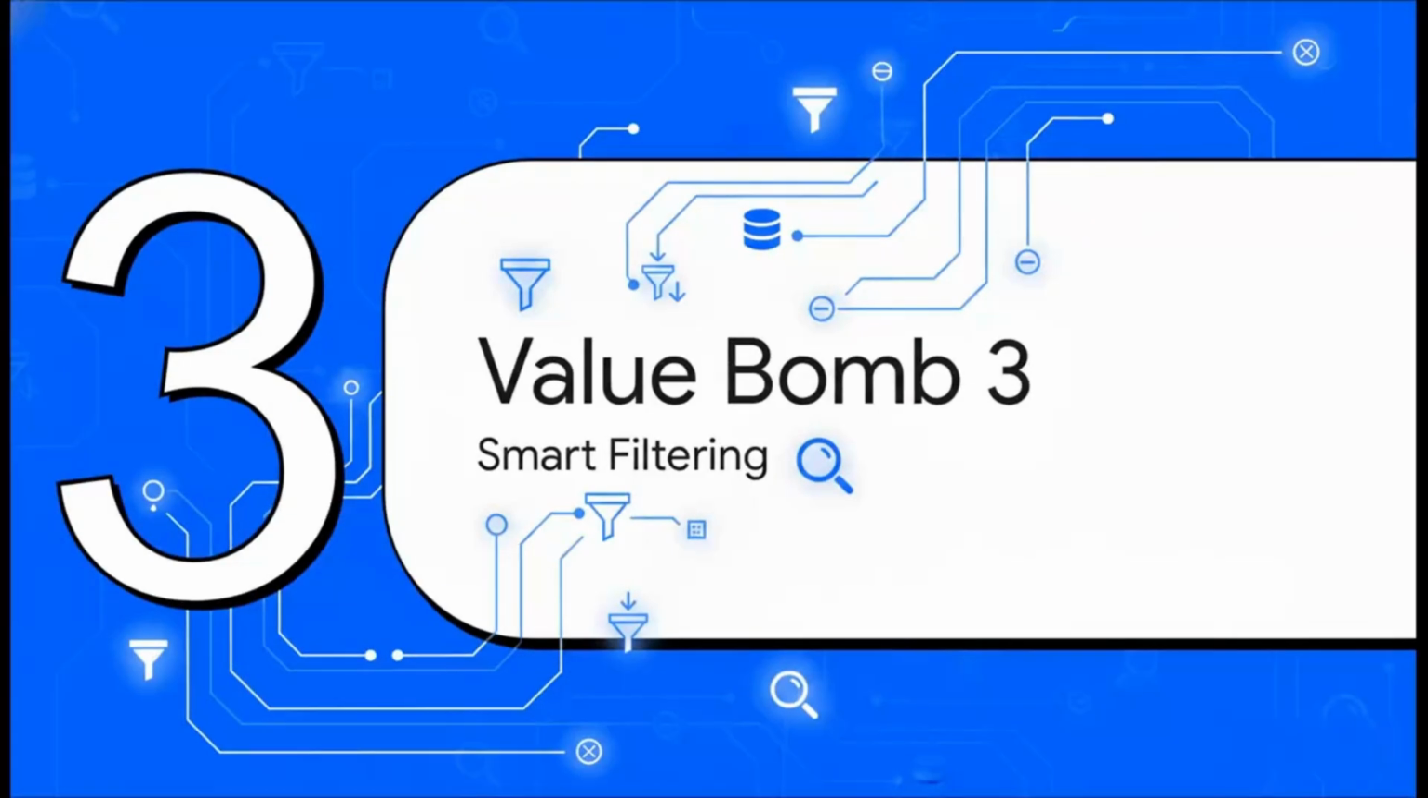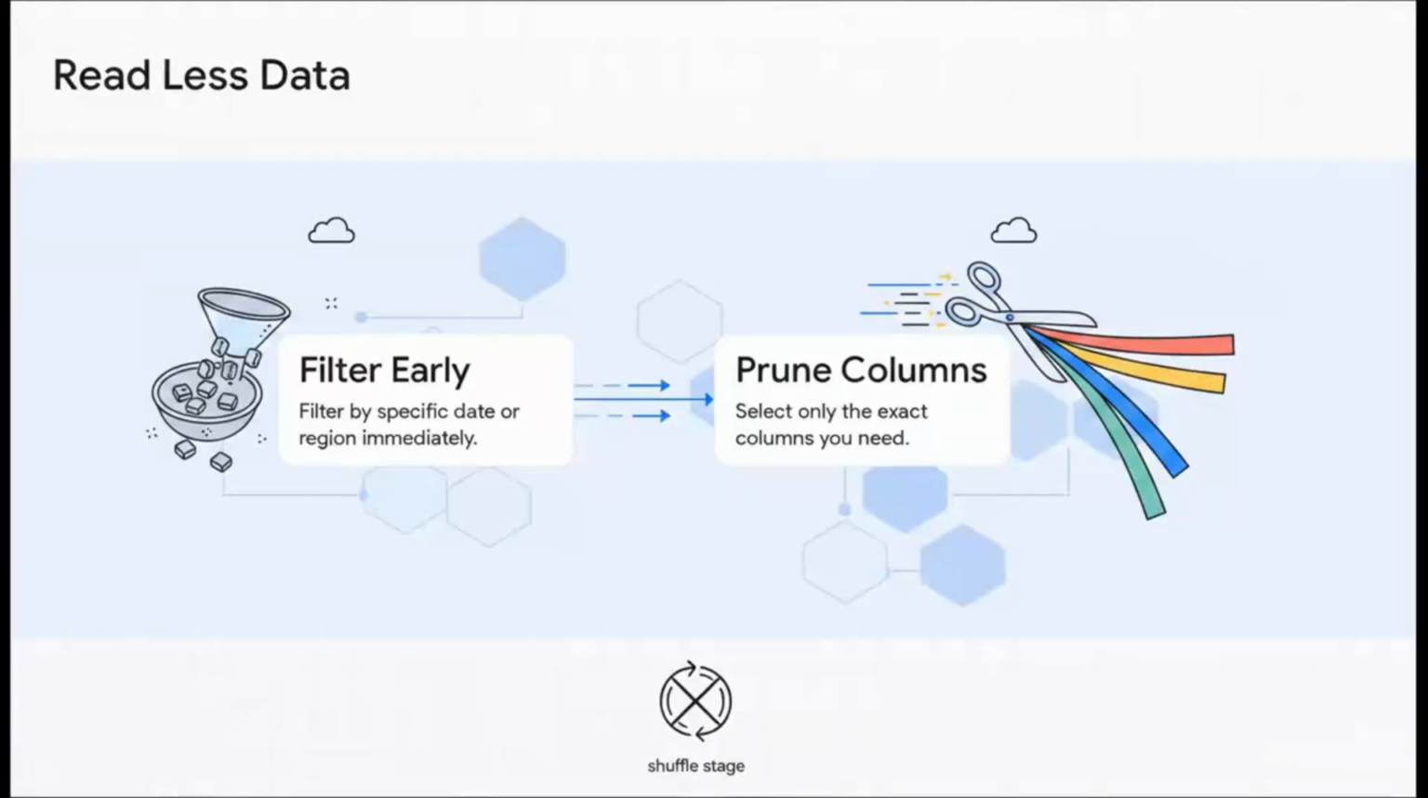And this brilliantly illustrates value bomb number 3, smart filtering. Let's look at how just reading less data overall completely changes the game. Because the fastest data to process is the data you never read in the first place. Step 1 here is filtering early by a specific date or region. Step 2 is column pruning, meaning you select only the exact columns you actually need. In Spark terms, this is predicate pushdown and column pruning in action. By doing this right out of the gate, far fewer rows ever make it to that dreaded shuffle stage.